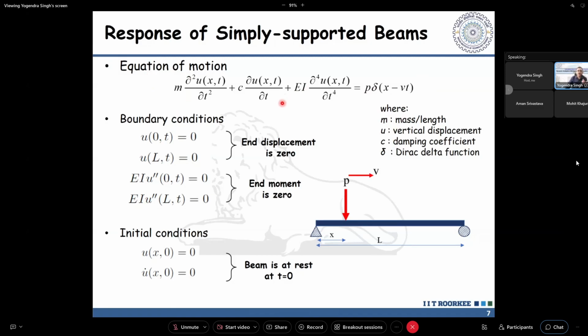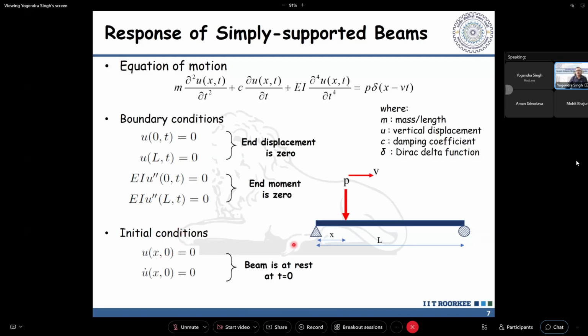This can be solved for a single load, and we need some boundary conditions and initial conditions. The boundary conditions are that at both supports, the displacement is zero as well as the moment is zero, that is, the curvature is zero. So u double prime represents the derivative in space with respect to x, that is ∂²u/∂x², which is the curvature. So curvature is zero, which means the moment is zero.